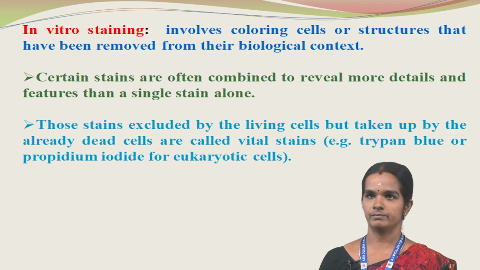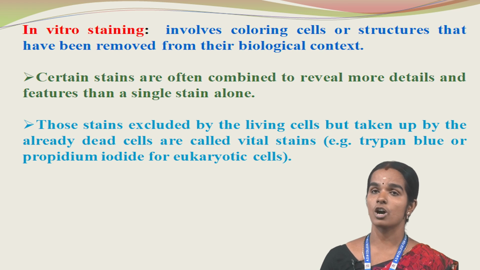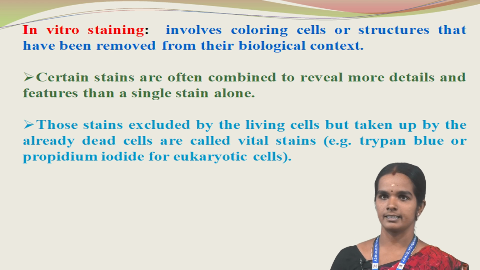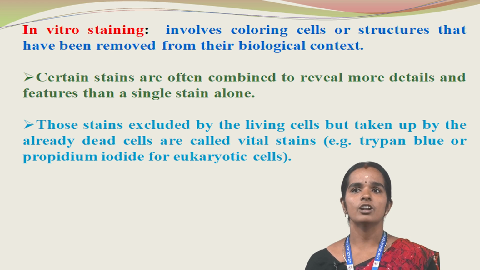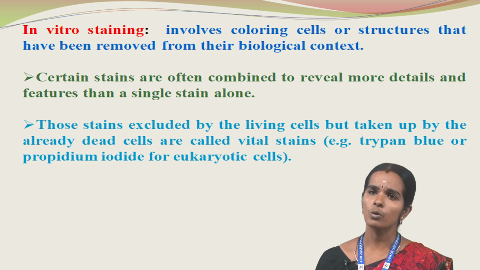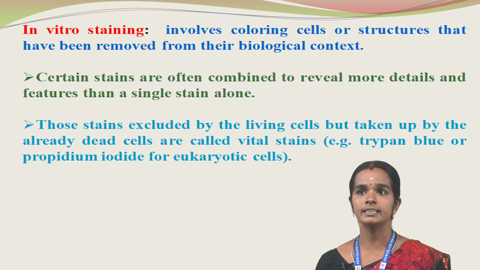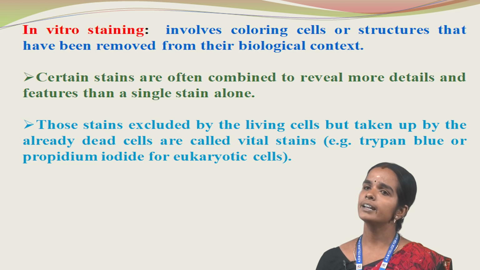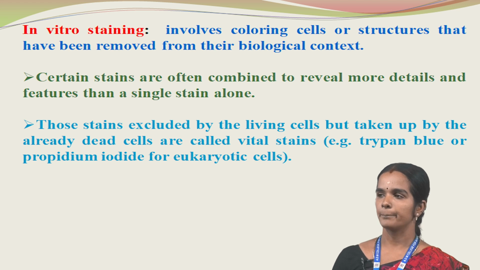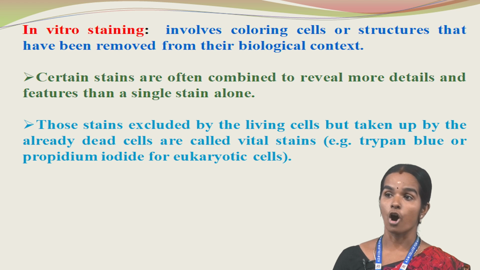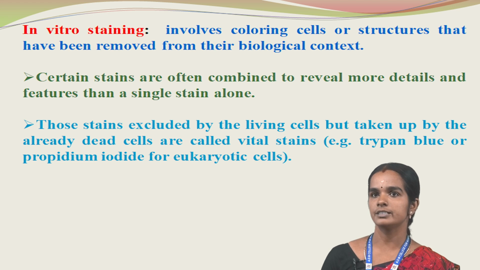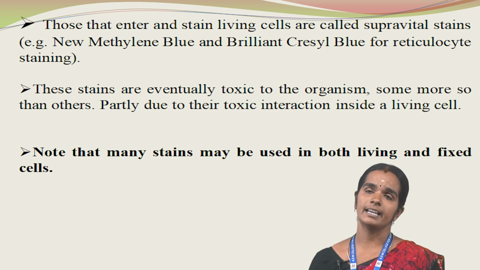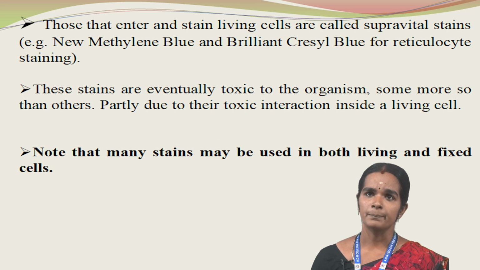In vitro staining involves coloring cells or structures that have been removed from their biological context. Certain stains are often combined to reveal more details and features than a single stain alone. Those stains excluded by living cells but taken up by already dead cells are called vital stains. Those that enter living cells are called supravital stains.